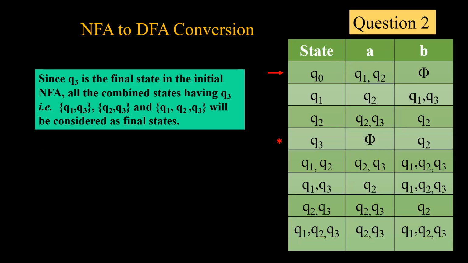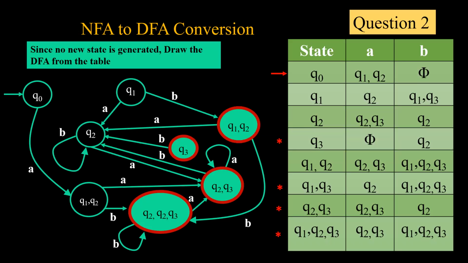Before doing that, we need to consider which states will be considered as final states. Since the initial NFA had Q3 as final state, all the clubbed states which have Q3 will be considered as final states. We have three states, Q1, Q3, Q2, Q3 and Q1, Q2, Q3 which have state Q3. So all these will be final states. In turn we will have four final states. Now we will draw the DFA corresponding to the table given on the right hand side, and the DFA which we get is this.